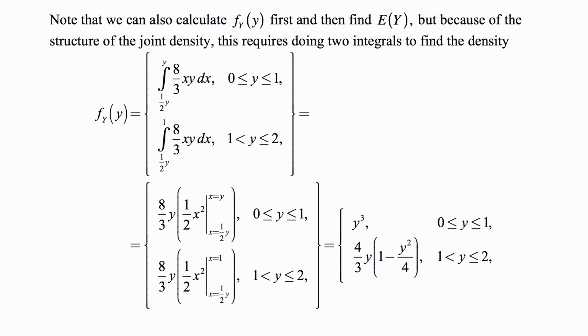And then we're taking the integral of y, which is 1/2 x squared. I'm sorry, integral of x, which is 1/2 x squared. And we evaluate in the first case from x equal to 1/2 y to x equal to y, and in the second case from x equal to 1/2 y to x equal to 1. So we get the formula for f sub y of y to be y cubed for y between 0 and 1, and 4/3 y times 1 minus y squared over 4 for y between 1 and 2.